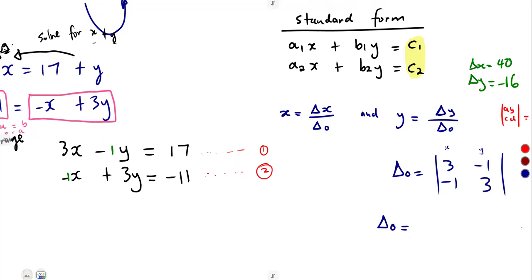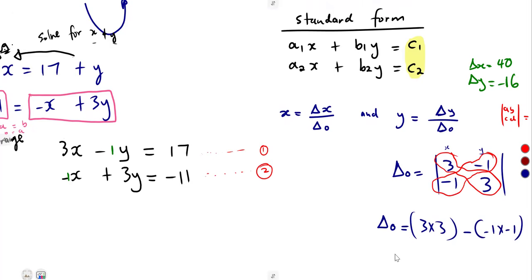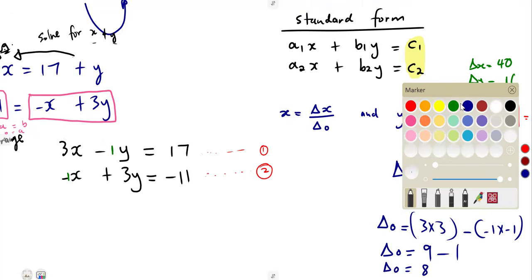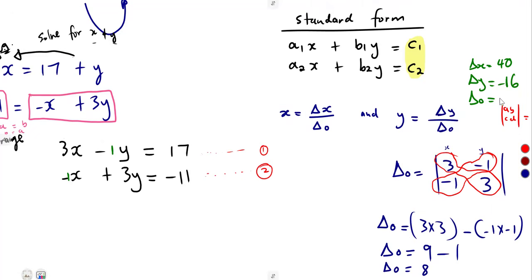All right, find the determinant just like before. 3 and 3 in the major diagonal: 3 times 3 minus minus 1 and minus 1 in the minor diagonal. So that's our delta naught. 3 times 3 is 9, minus 1, which is going to give us 8. So that is how we can simply find this.